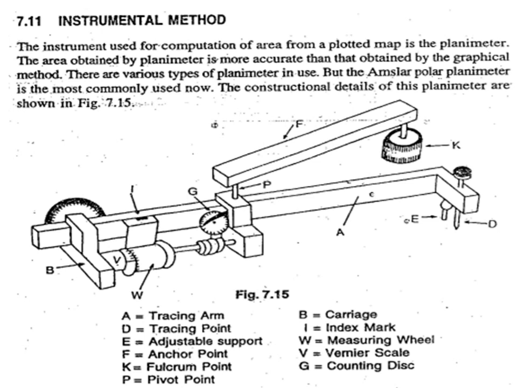The construction details of planimeters are shown in the figure. The different parts of the planimeter are anchor arm, then tracing arm, anchor point, tracing point, then measuring wheel, vernier scale, index mark, carriage, counting disc, adjustable support, fulcrum point and pivot point. So these are all parts of the instrument.